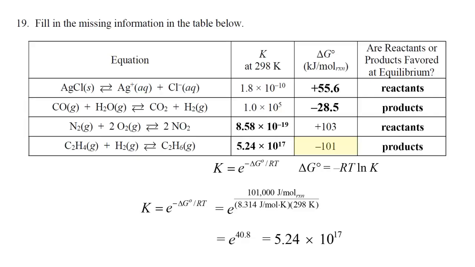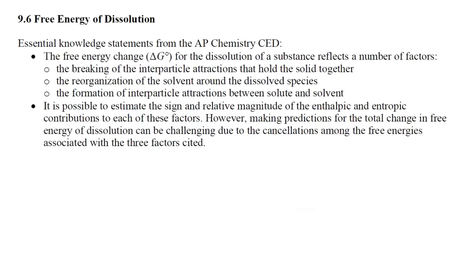All right, now it's time to take a look at our next topic in this packet. This is topic 9.6, free energy of dissolution. Here are some essential knowledge statements from the AP Chemistry course and exam description. The free energy change, or delta G, for the dissolution of a substance reflects a number of factors. So the context here would be dissolving a solid solute in something such as water or a liquid solvent.